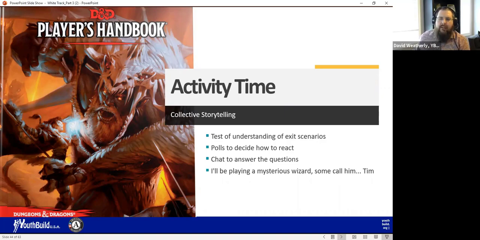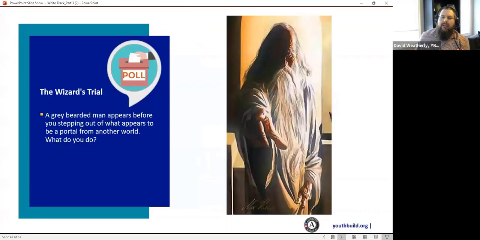So with that, we're going to dive into the scenario. You're in a bare room almost, when somebody emerges from a portal. A gray-bearded wizard appears before you, and the portal looks like it's from another world. We're going to do a poll. How do you respond to the sudden appearance of this individual?